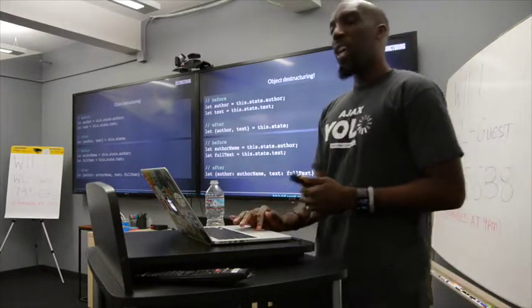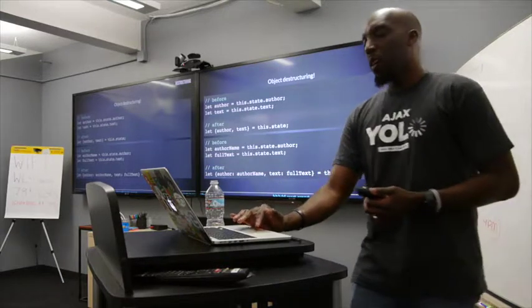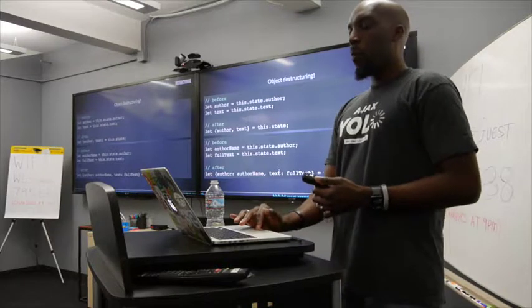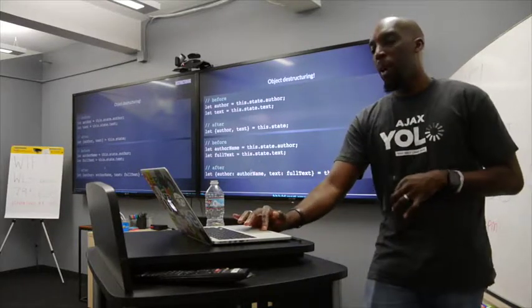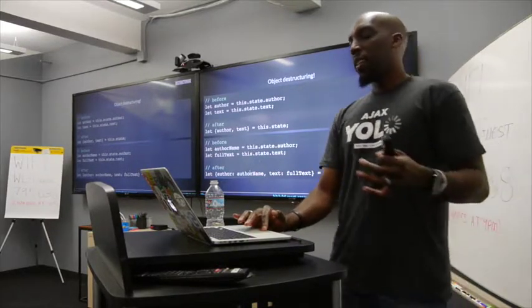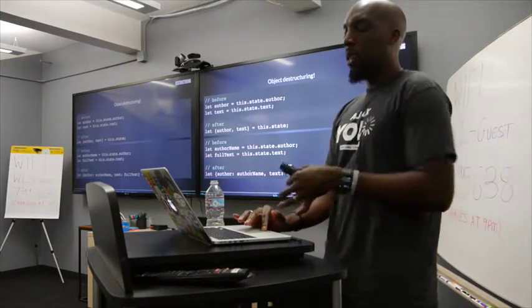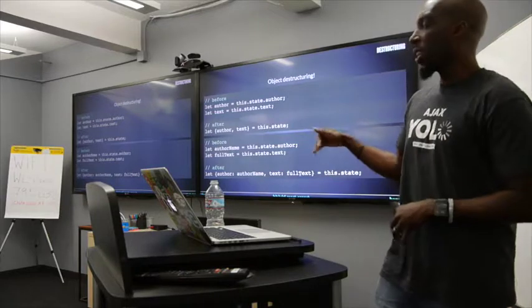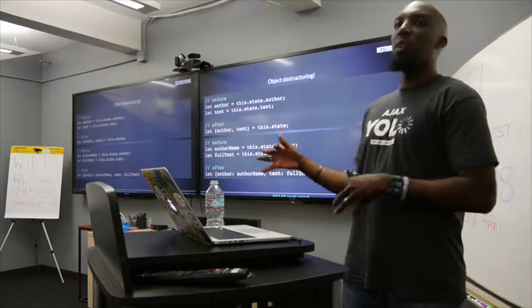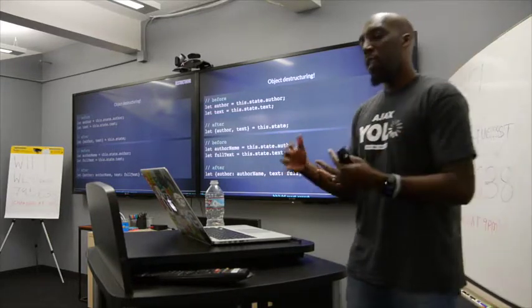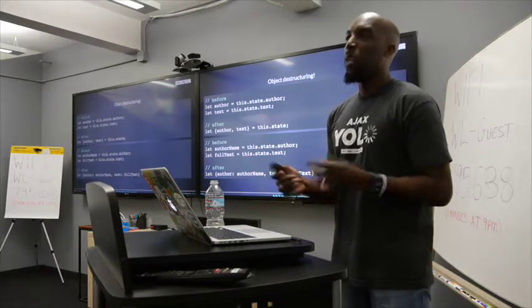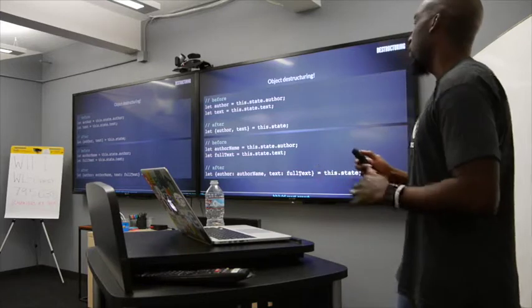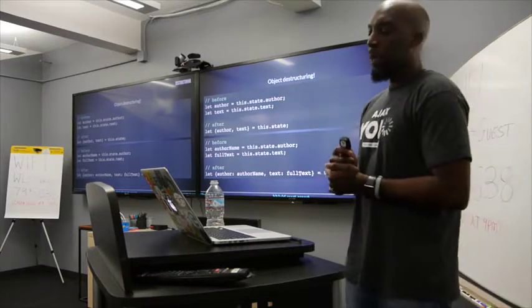And you can actually rename. So down here, we're still pulling author and text out of state, but we're actually going to create a variable named authorName and assign this.state.author to that variable and do the same thing for fullText. So if you didn't like the name of the property that was in the object and you want to have a different name for your variable, you can actually do renaming with object destructuring. And the order of how you put it doesn't matter at all. You can reverse those and it's perfectly fine.